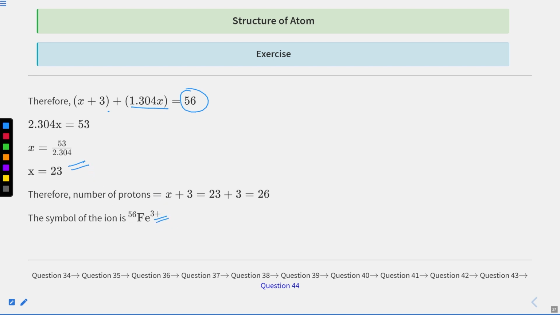So this 56 is for iron, therefore we can write it as Fe3+ with 56 as the mass number. We can further write it in this way also, 56, and for iron, what is the atomic number? 26, and here 3+. Got it?